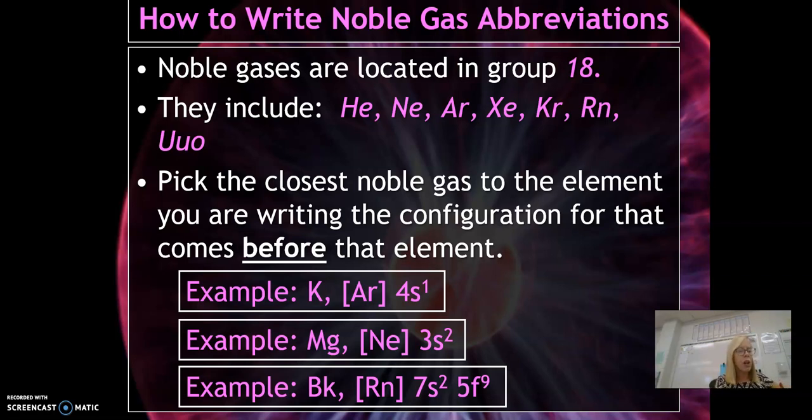And in your homework sheet, at the top of page number 4, you have 10 elements that you're going to do the shortcut notation for.